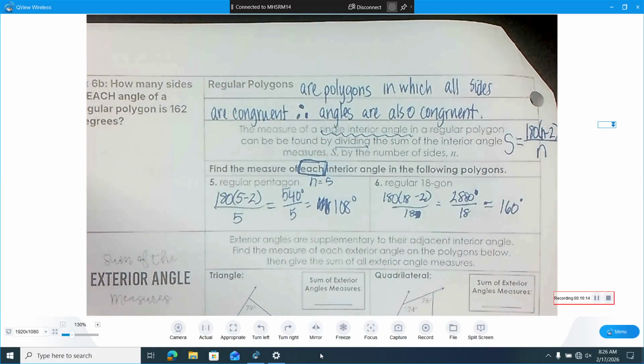Hopefully you got 160 degrees. Anyone not get 160 degrees? Okay.